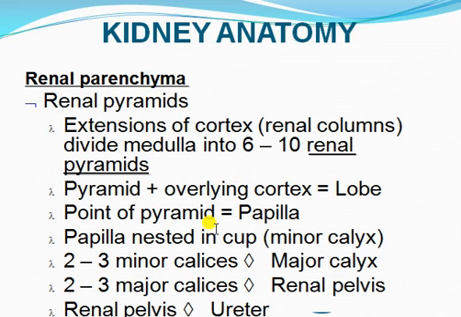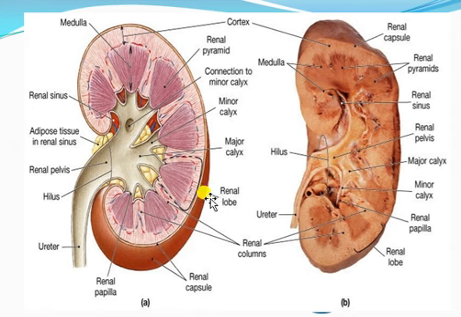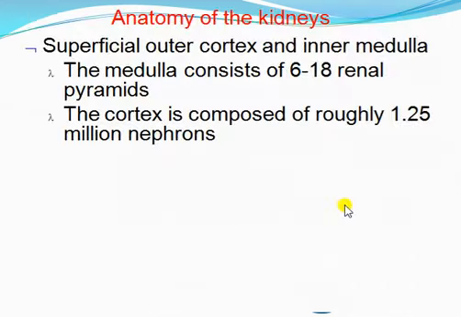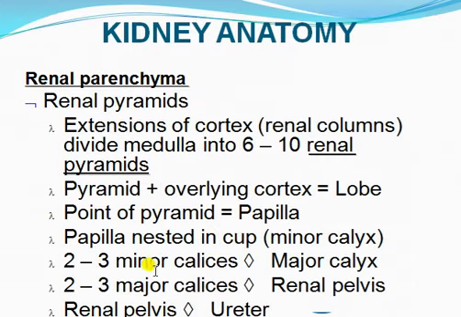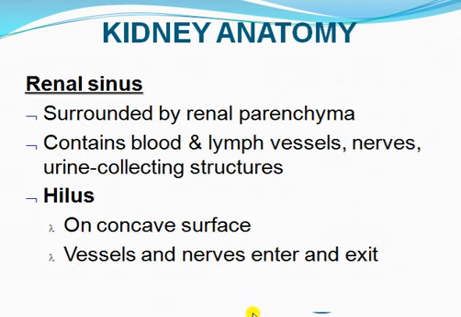Point of pyramid: papillae. This point, they make one point that we can call a papillae. That point enters into the minor calyx. 2 to 3 minor calyces then enter into the major calyx. 2 to 3 major calyces enter into the renal pelvis. The renal pelvis enters into the ureter. This is the way. So the renal cells are surrounded by renal parenchyma, containing blood vessels, lymph vessels, nerves, and urine collecting structures.